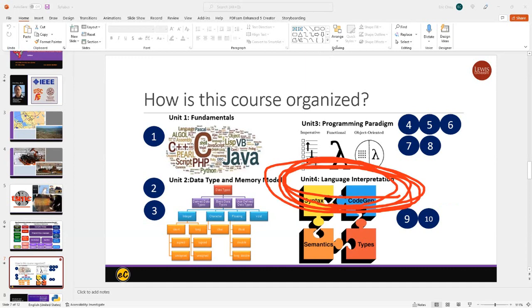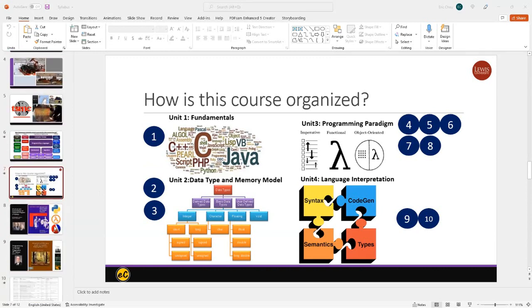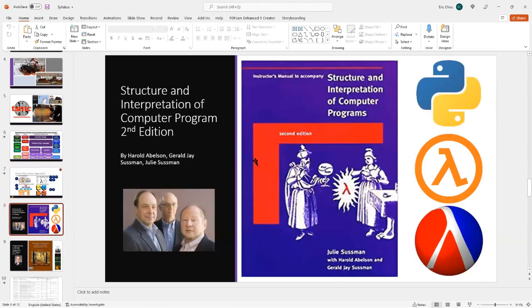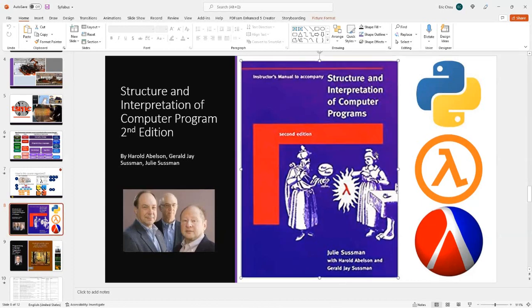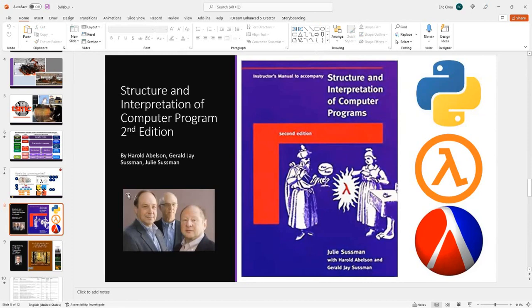We try to help you understand how languages are interpreted and how we apply this technology to different domains. So we pick this textbook, even though it is written in Scheme at MIT. And I try to translate it into the Python domain for you.